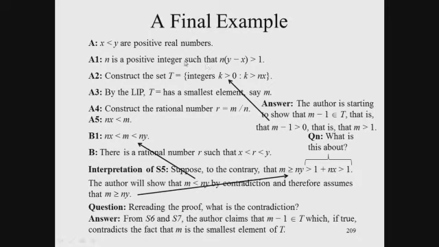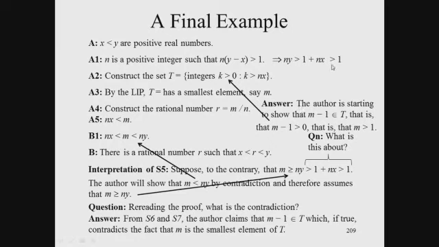Remember, n is a positive integer for which n times y minus x is bigger than 1. Let's multiply through by n and add nx to both sides. Then you get n times y is strictly bigger than 1 plus nx, and that's exactly what the author has written here. So this inequality comes from A1 by working forward.